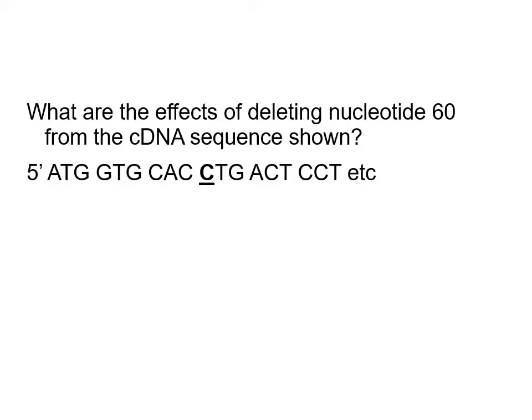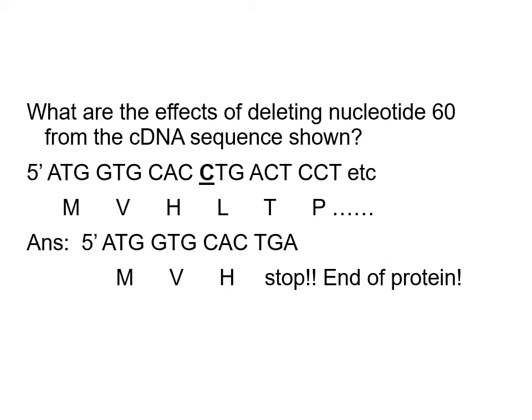Okay, so here's another practice question. What are the effects of deleting nucleotide 60 from the cDNA sequence shown? So here's our slide. This is the C we're talking about, and we're going to delete that C from the DNA, which eventually ends up as part of the mRNA, etc. Okay, so that's a pretty quick stop codon here. That C, when we deleted it, immediately brings that next codon, TGA, into frame, and that will stop the production of that protein.